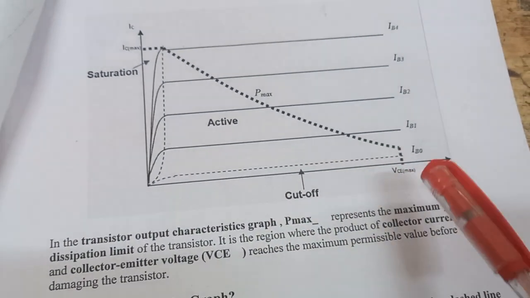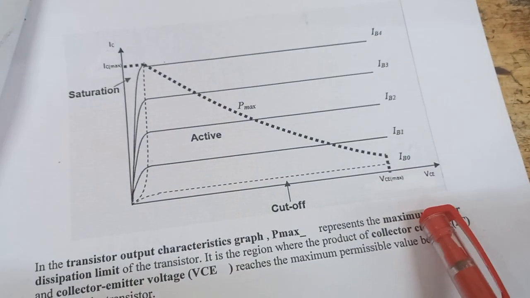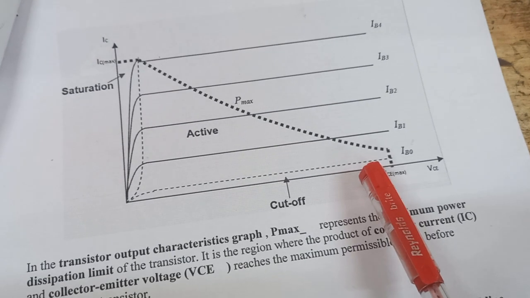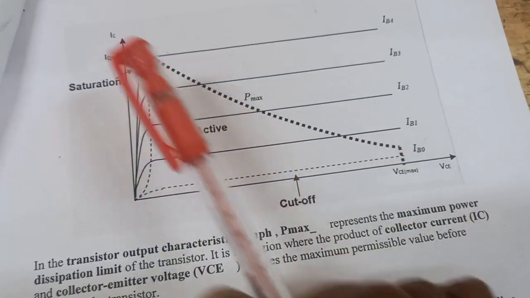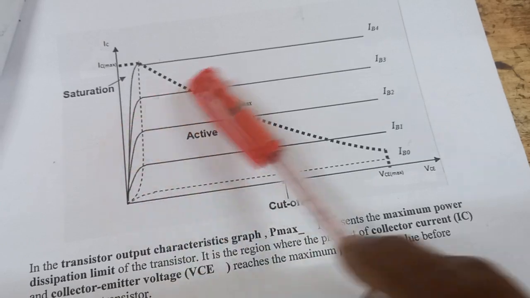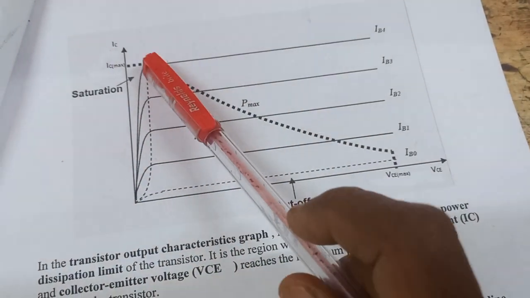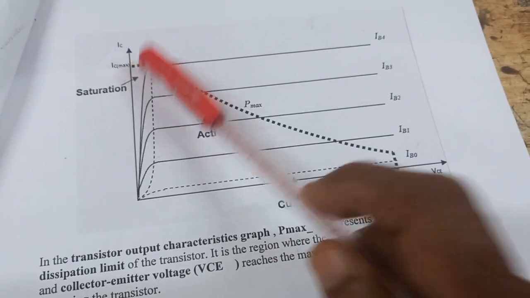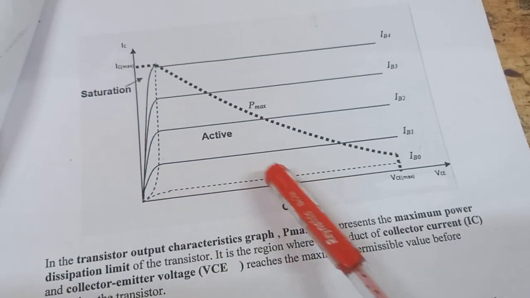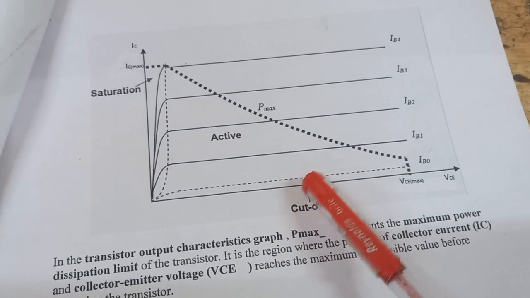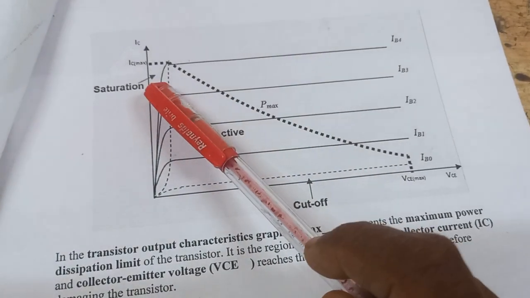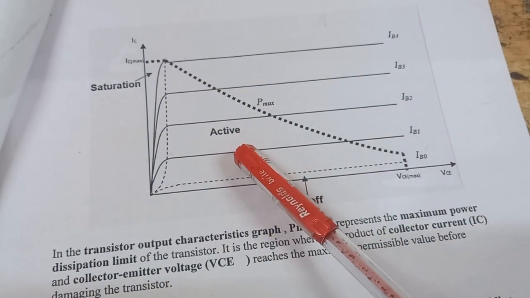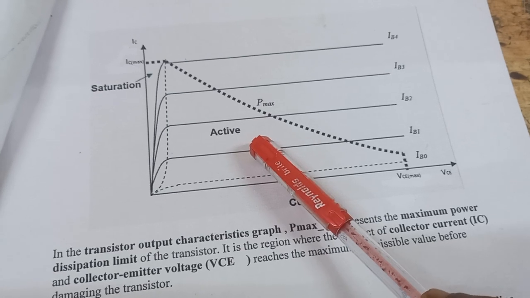This is the graph of VCE versus IC, the output characteristics of a transistor, keeping the base current constant. You can see the graph here. The region before this is called the saturation region, and the region below this dotted line is the cutoff region. In the cutoff region, the transistor is in off state. In saturation, the transistor is in on state. From here to here, this dotted line, is the active state. In the active state, the transistor acts as an amplifier.